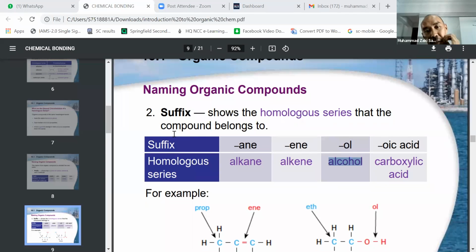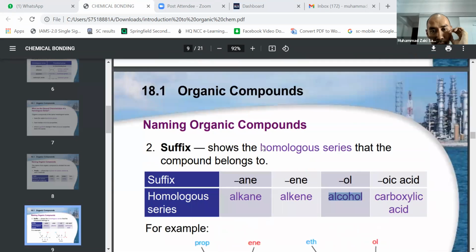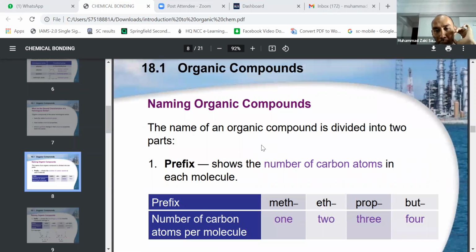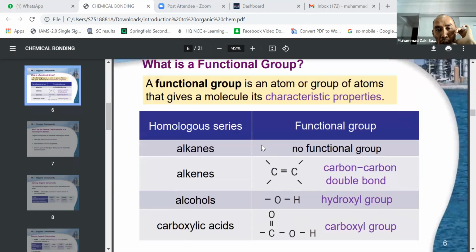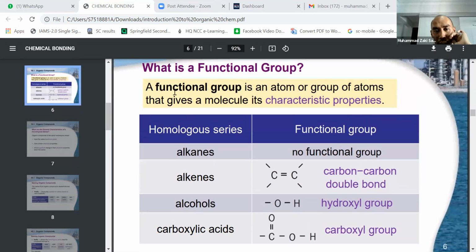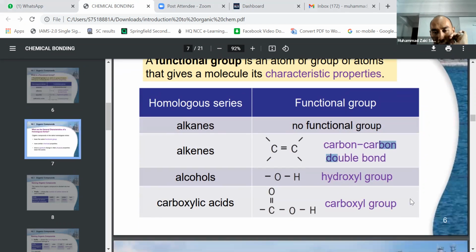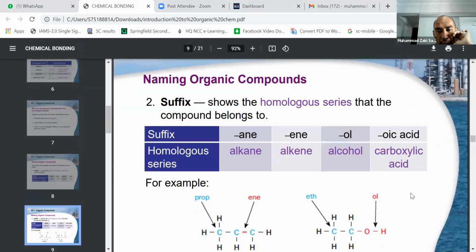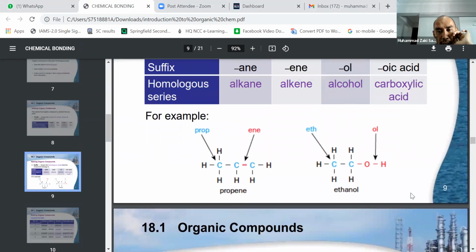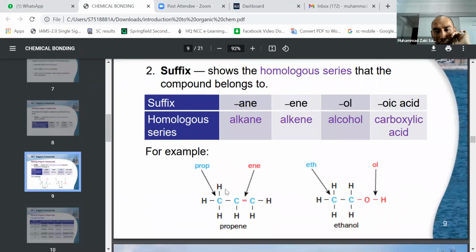So for the organic chemistry introduction, we have learned the different types of organic compounds, mainly the homologous series, which have the same functional group. For alkanes, no functional group. Alkenes, the carbon-carbon double bond. Alcohol, C-OH. Carboxylic acid, COOH. Carbonyl group. The names are carbonyl, hydroxyl, carbon-carbon double bond. Important.